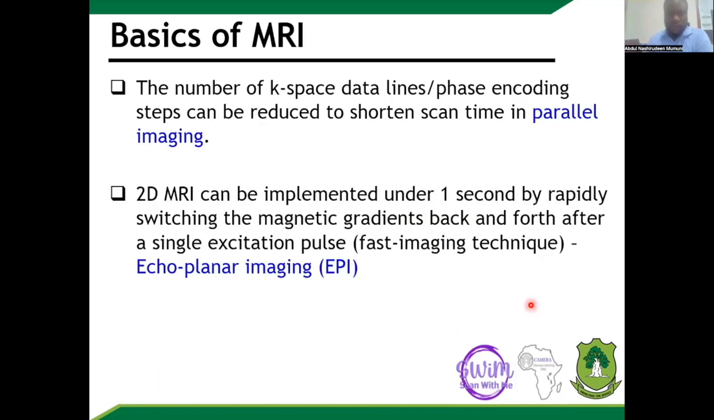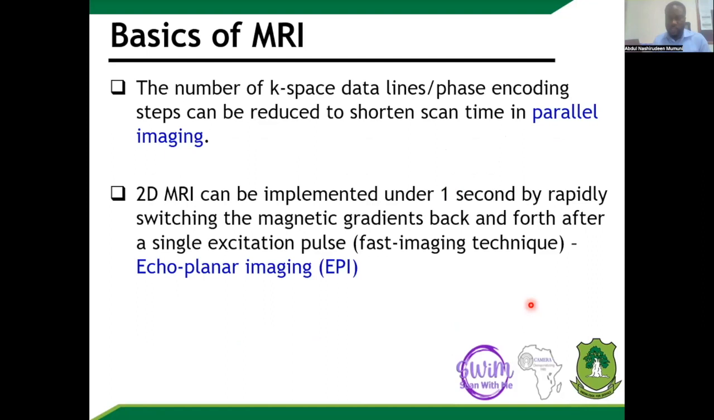So there are times we may have to do parallel imaging in order to reduce the time taken to acquire an image. We can do that by reducing the number of phase encoding steps so that we can speed up the process of data collection in k-space. I'm not going into the details of all of this for the sake of time.